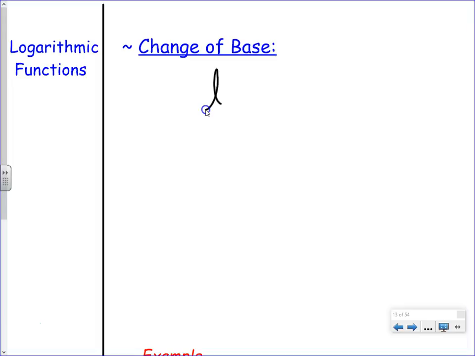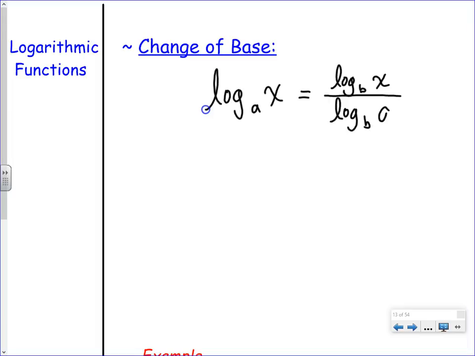We can go from, how have we been writing it for the book? Log base A of x, is that right? But what if we don't like it? What if it's not working out with the stuff that we're trying to do? What if we'd much rather have a different base B? No big dealio. There's a formula that relates. Log base B of the argument over log base B of the old base.